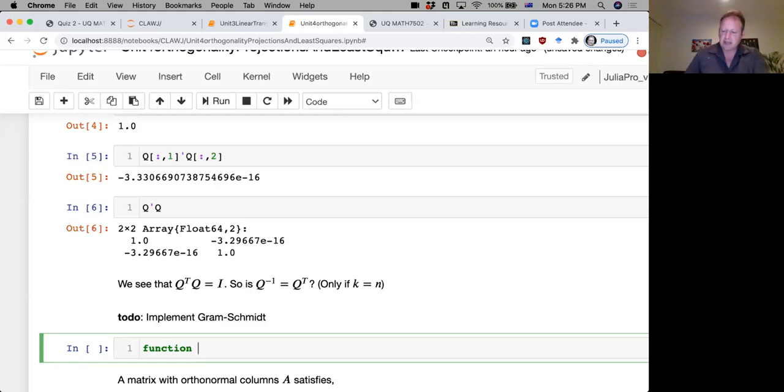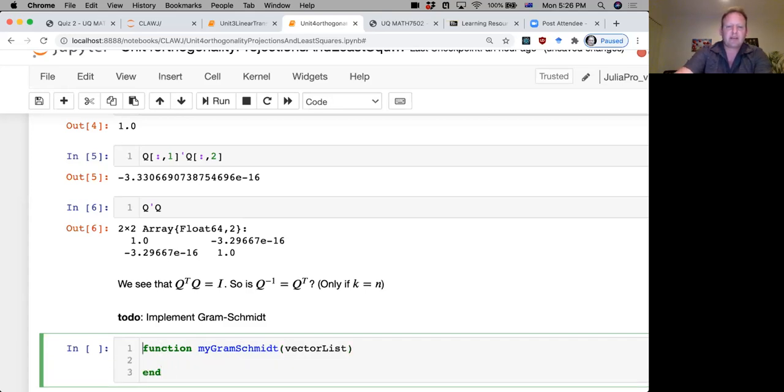Now, again, I must say that the implementation that we're going to do here is not the robust, numerically stable implementation. That's not what this course is about. So that should be clear. Okay, so let's do function my Gram-Schmidt. What this function gets is a vector list, a list of vectors.